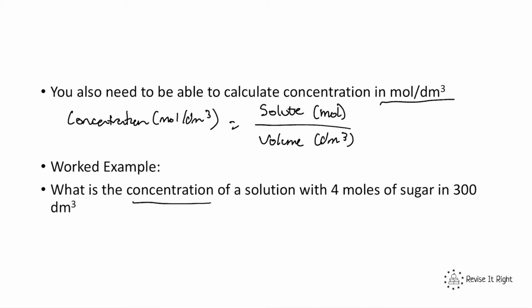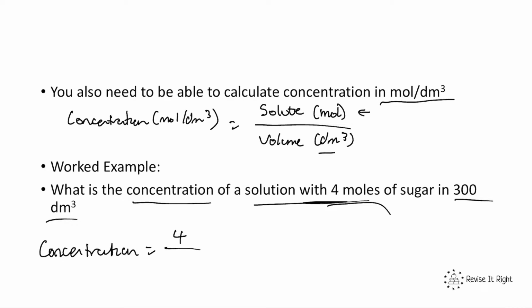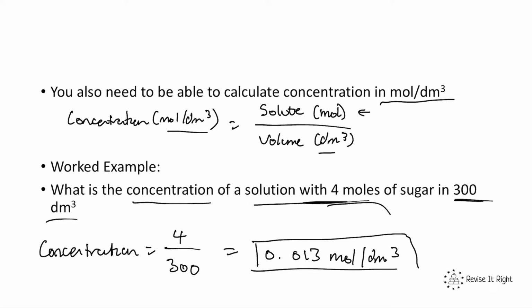What is the concentration of a solution with 4 moles of sugar in 300 decimeters cubed? So we're working out our concentration, so it's going to be concentration is equal to, and we need the solute in moles. So we've got 4 moles here, and that's going to be divided by the volume in decimeters cubed. That's 300 decimeters cubed, so we do concentration is 4 divided by 300. We pop that into a calculator and we get 0.013. Now the units here are moles per decimeter cubed. And that is our answer to that question.